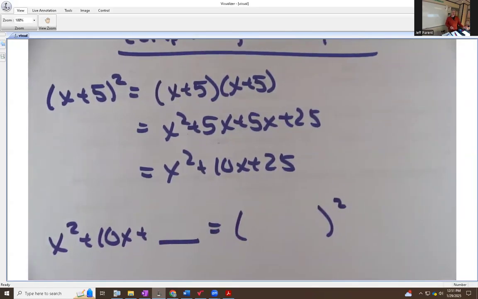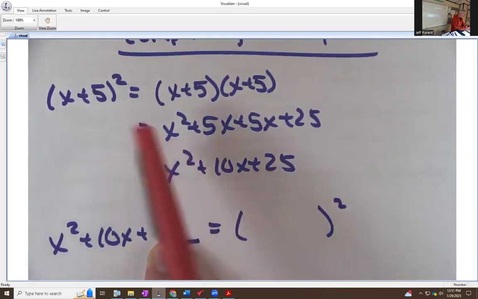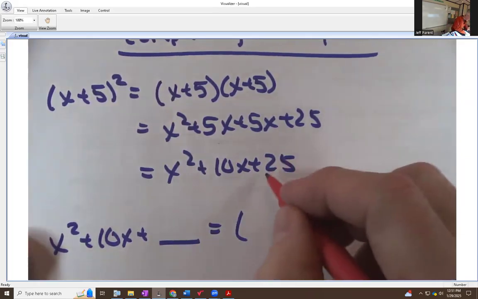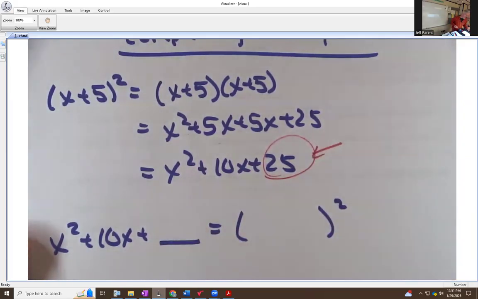You're going to be faced with something like this. You're going to have to figure out, what do I put here so that this is the right polynomial to be the square of a binomial? So our clues here. Well, we want to come up with the 25. Where did I get the 25 from in the first place? Yeah, 5 squared. All right.